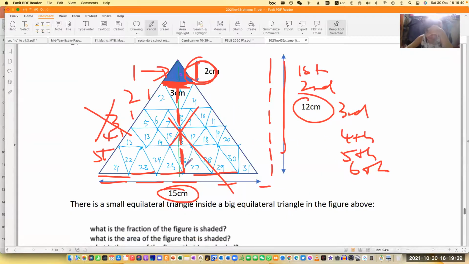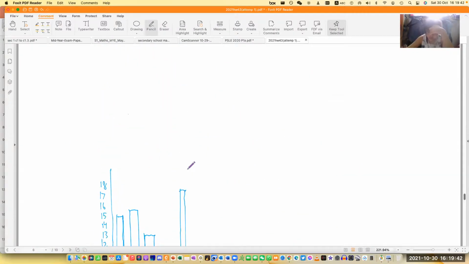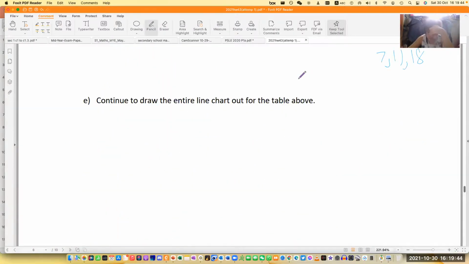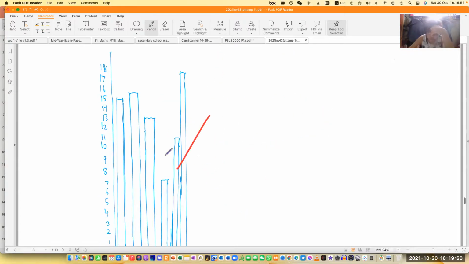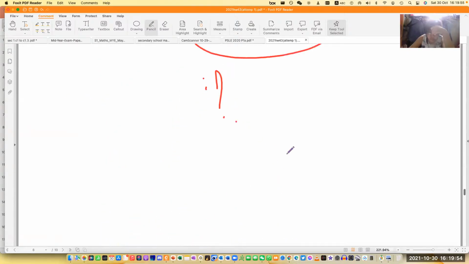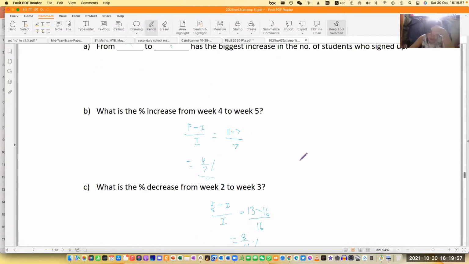Next. Next time when it comes to drawing this, you don't draw it here. You draw it on a piece of paper because this is too ugly already. I cannot accept it. Next time, just for the graph, draw it on a piece of paper. Okay.